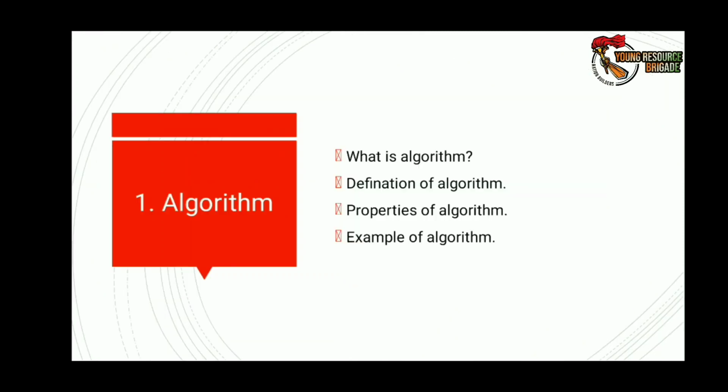Here first we see algorithm. Topic-wise, we will see first what is an algorithm. Then we see the definition of algorithm. After that, we study some properties of algorithm, and then we take two examples of an algorithm. So let's find what is algorithm.